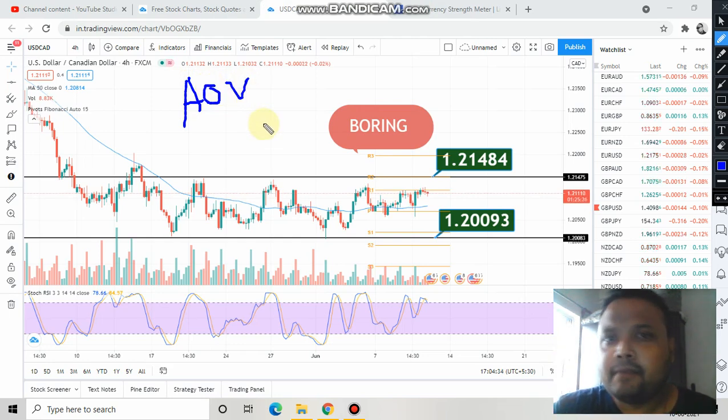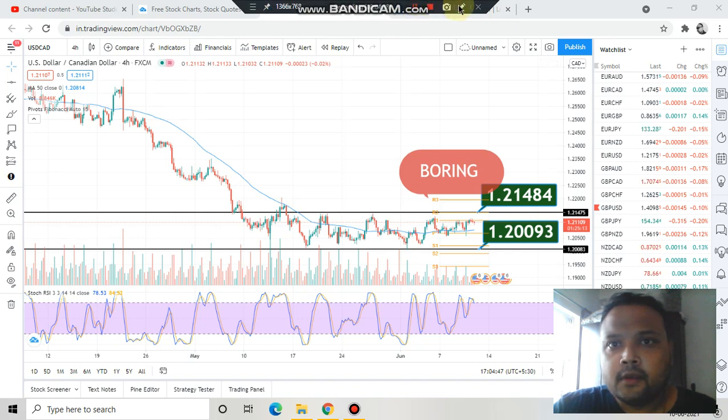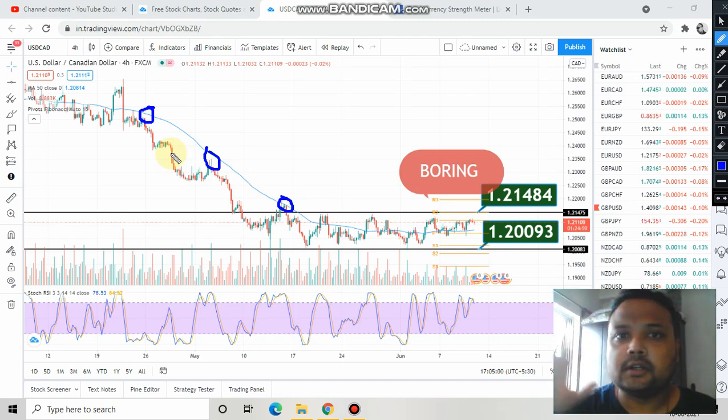In an uptrend market, the area of value is always near the support, whereas the area of value is always at the resistance in a downtrend market. So when USD CAD was falling, it was very easy for us, and we also made profit out of it because 50 moving average was acting as a resistance. Whenever market was going up, it was getting resistance, it was reversing, and we shorted the market. But things changed when market entered into a range.